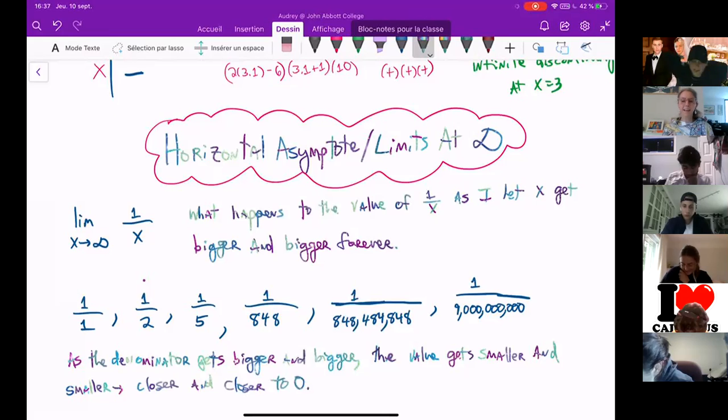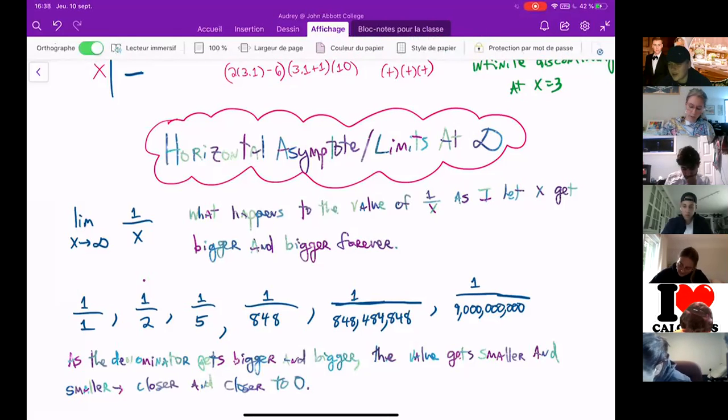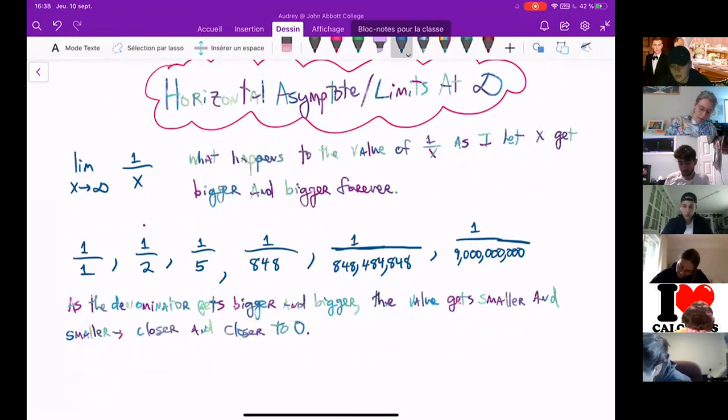We could even say that if infinity existed, we would expect the value to be 0 at infinity. So in other words, we can say that the limit as x approaches infinity of 1 over x is equal to 0.